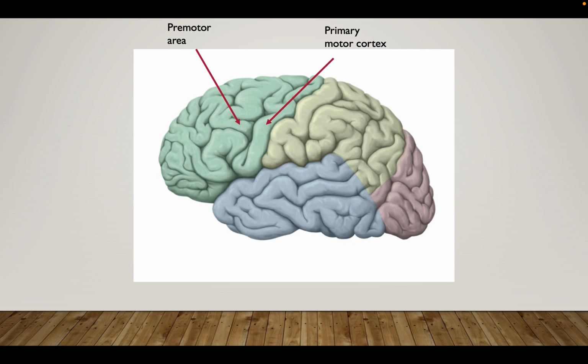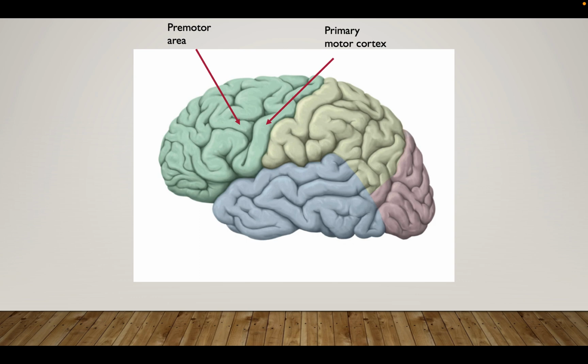So if you had damage to your primary motor cortex, you're in a car accident, you had a stroke, whatever the case may be. If you're damaging your primary motor cortex, what are you going to see affected? What's going to be a result of that? Well, you're likely going to have some type of motor dysfunction. Maybe you're not able to initiate picking up a pencil. Maybe you're not able to initiate walking, things like that.